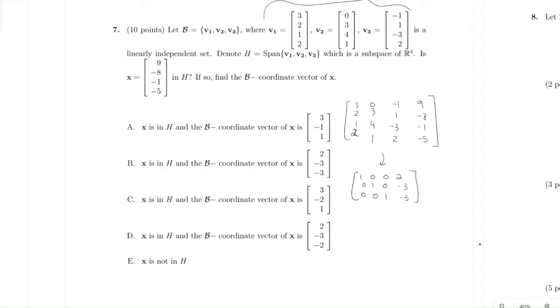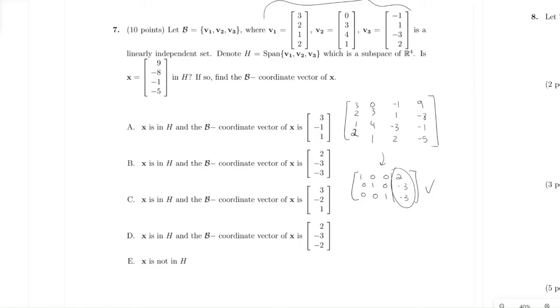So this means that the solutions, the linear combination of v1, v2, v3, make x exist because we have a solution for the linear combination constants. So because of that, we can confirm that yes, it is in H, and so consequently, this is the b-coordinate vector of H, of x.